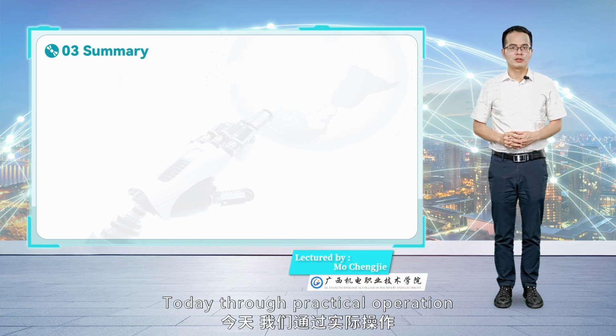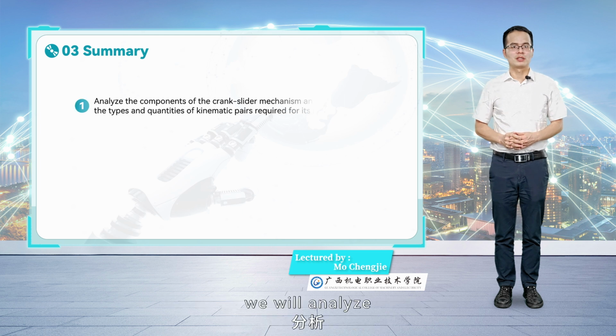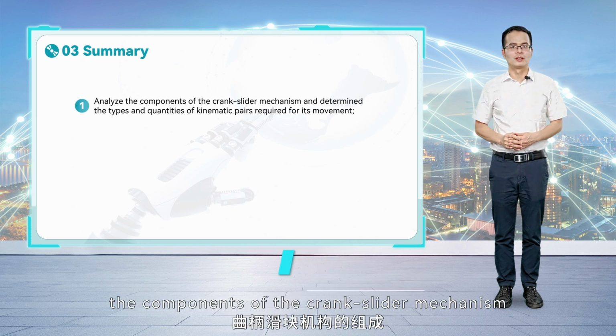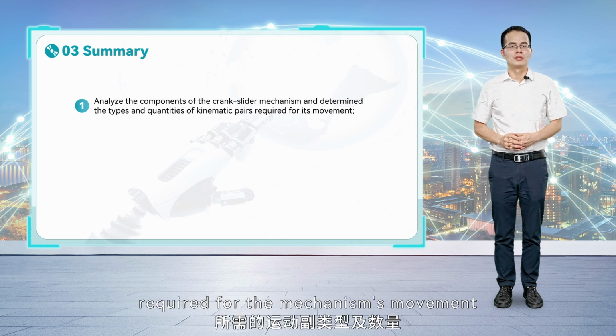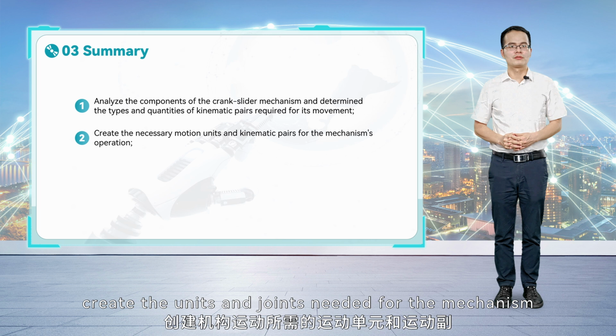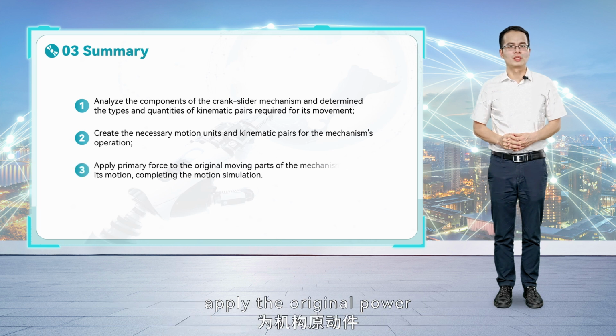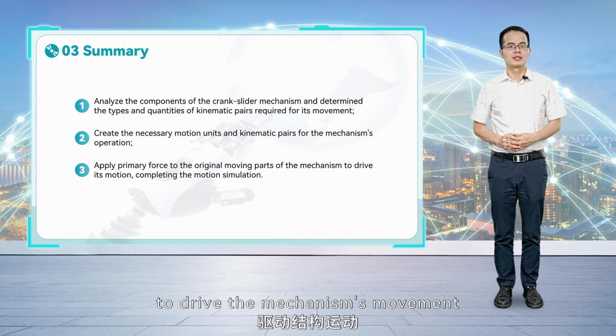Today, through practical operation, we will analyze the components of the crank slider mechanism, determine the types and quantities of joints required for the mechanism's movement, create the units and joints needed for the mechanism, apply the original power to the mechanism's driving parts to drive the mechanism's movement, and complete the motion simulation.